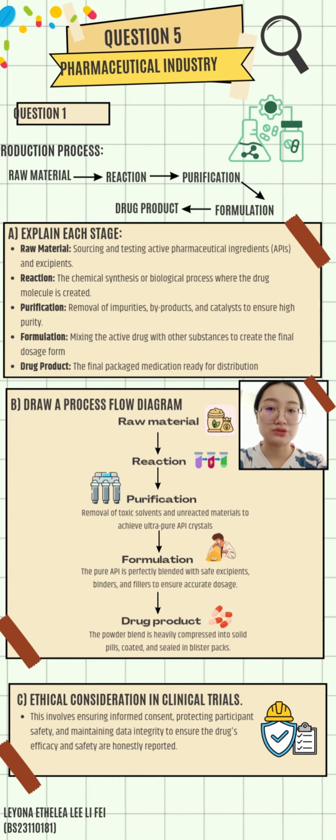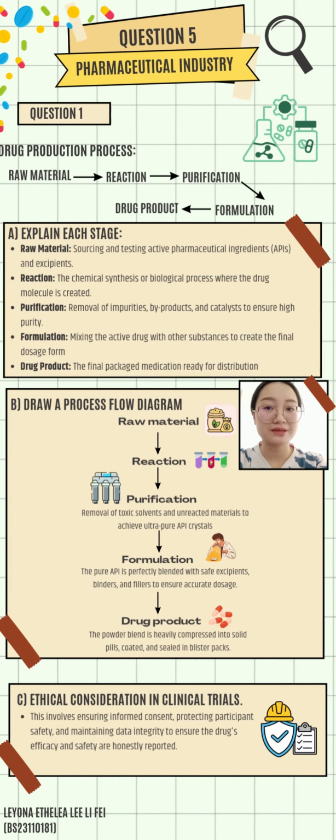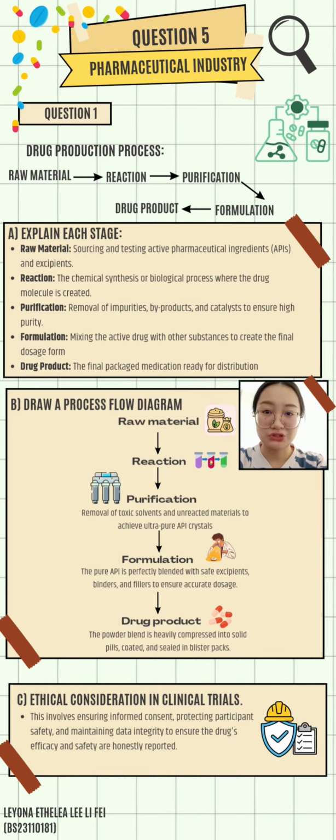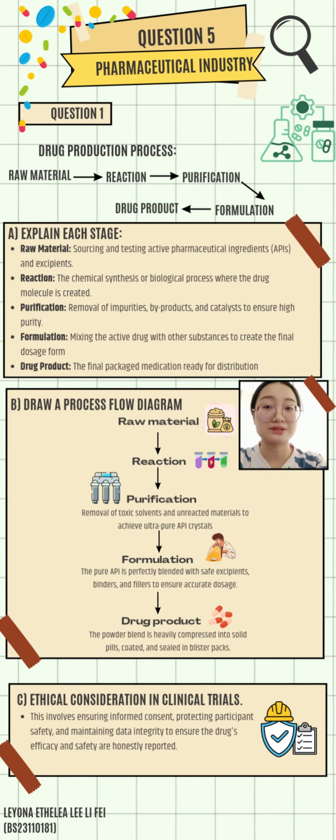So raw material is the sourcing and testing of active pharmaceutical ingredients. Next is reactions, the chemical synthesis or biological process where the drug molecule is created. Third is formulation, where the active drug is mixed with other substances to create the final dosage form. Lastly is drug product. This is the final packaged medication ready for distribution.